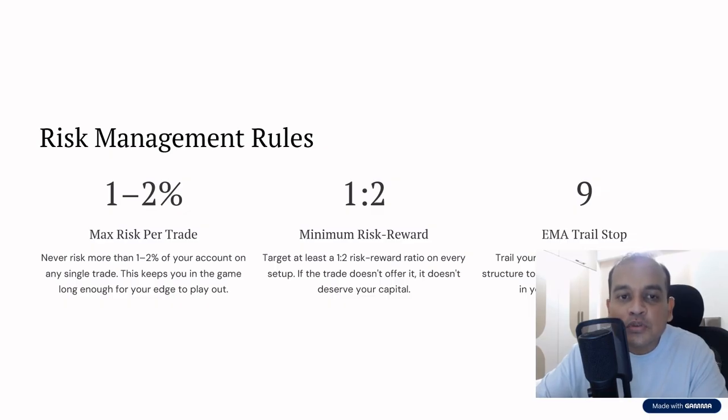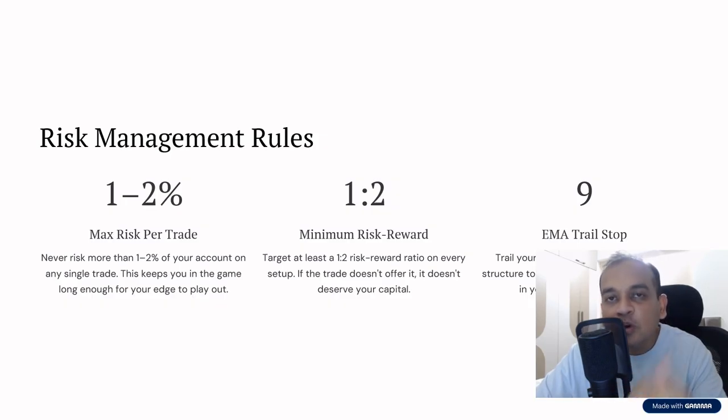The risk management rule is 1 to 2% maximum risk per trade, because you only have control over the risk, not over the profits. The minimum risk reward ratio must always be 1:2, because it so happens that 2 or 3 trades may go wrong and hit your stop loss, and then one trade should be able to cover those stop losses as well. Use the 9 EMA as a trailing stop loss. Trail your stop loss using the 9 EMA or swing structure, to lock in the profits.